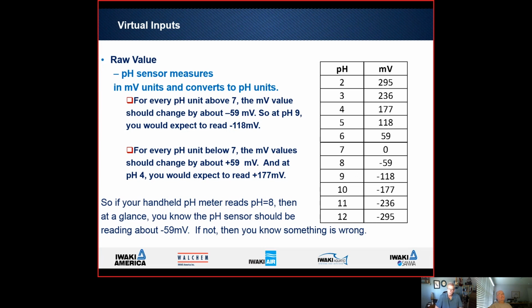So if you have your handheld pH meter and it's reading a pH of 8, then at a glance, you know the sensor's raw value should be reading about negative 59 millivolts. If it's not, then you know something is wrong.